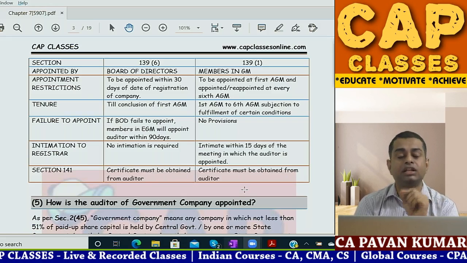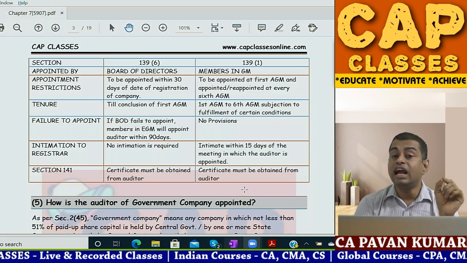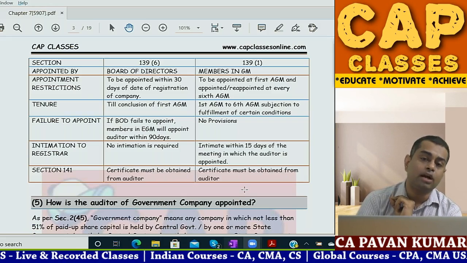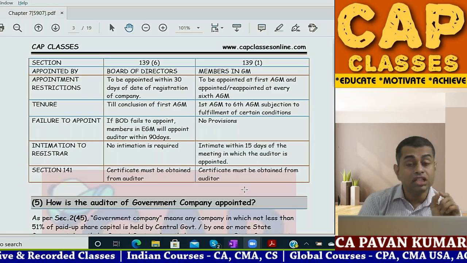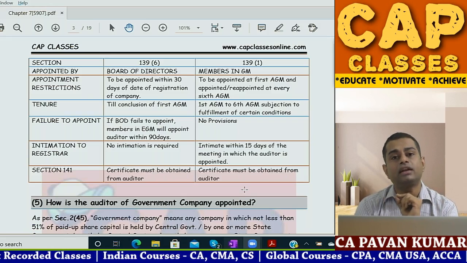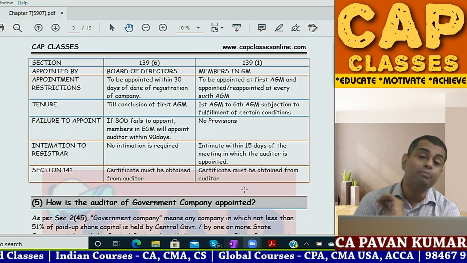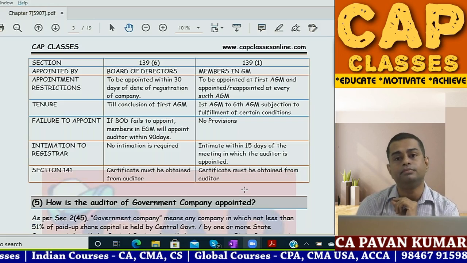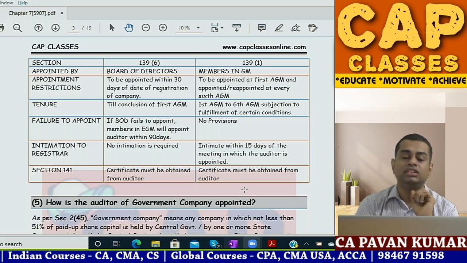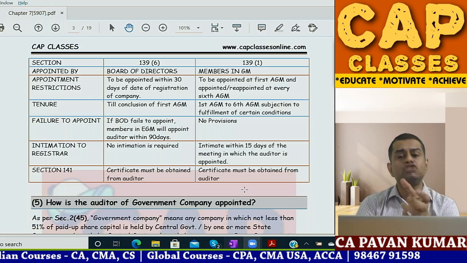He has to mention that he has the qualifications and is not disqualified by the CA Act or the Companies Act. And he has to mention that there are no court cases or disciplinary proceedings of ICAI against him. So he has to mention all these things. If there is any court case, he has to mention those cases.